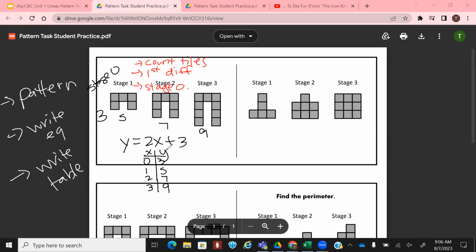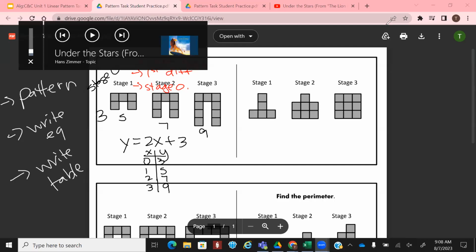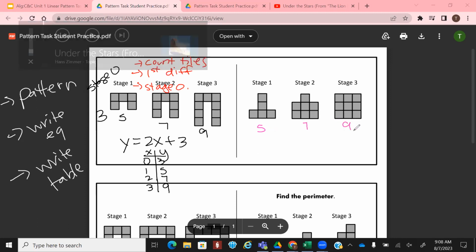Can you try number two? Let's see how you did. So, how many tiles are in stage one? Five. How about stage two? How about stage three? Okay. And the difference between these was two, right? Okay. Remember, for it to be linear, it has to have the same first difference, right?